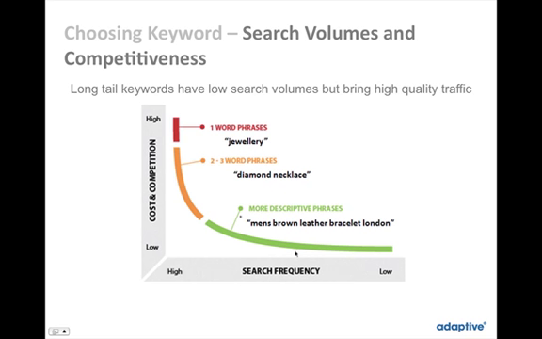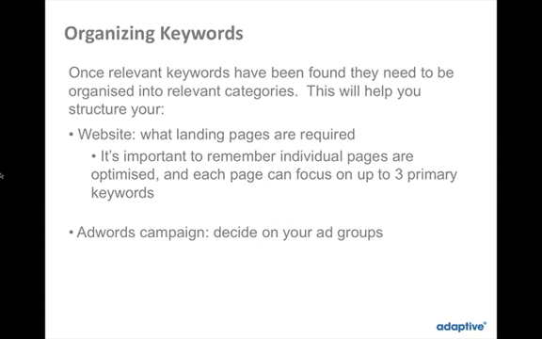And here it's about finding the balance between having a word which is of high quality and receives good search volumes, but isn't overly competitive. And this again varies from company to company and industry to industry, so you have to find the keywords that are right for you.